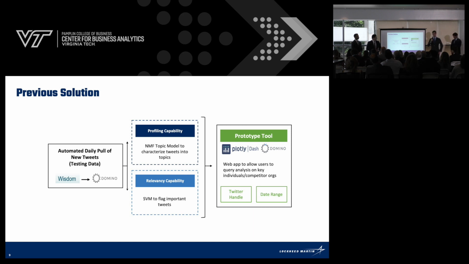Its primary feature was a user search function. This function would take a user handle and a date range, and then it would give you a table of all the relevant tweets in that time frame from that user, as well as the primary topic buckets that the user would use over time.